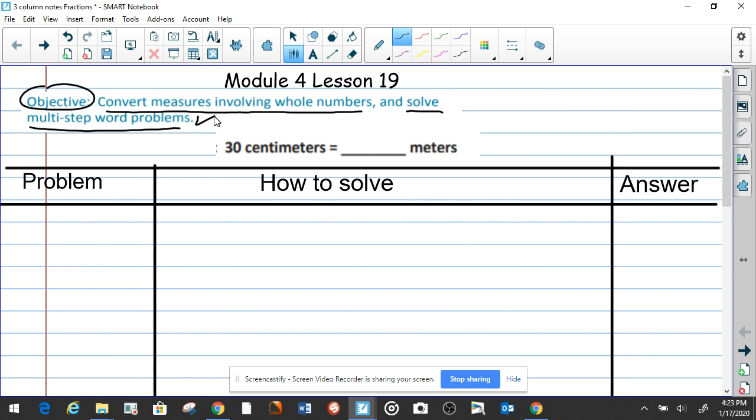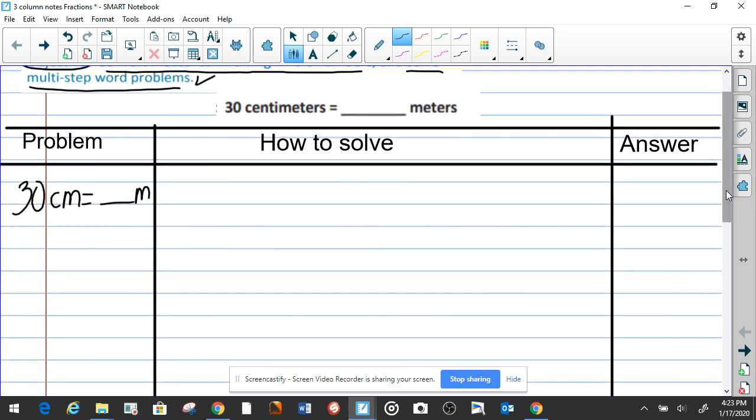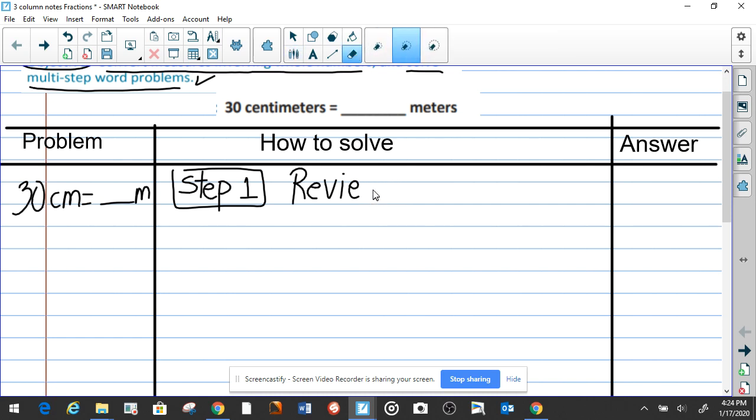So today's problem is we have to convert 30 centimeters to meters. Okay? And we've done this before. This is sort of like a review, but let's just go over it. So step one, review by remembering. Let me write this correctly. So we're going to review.